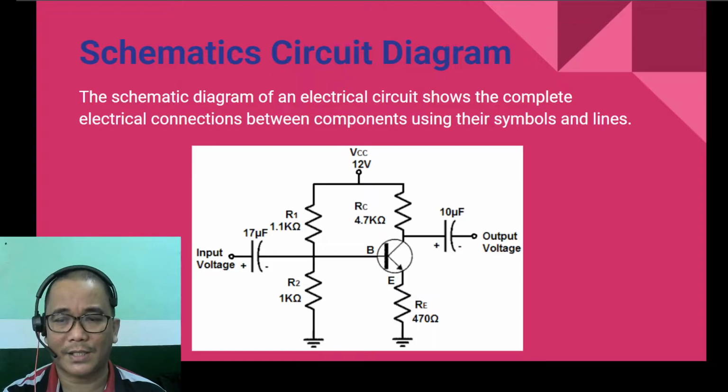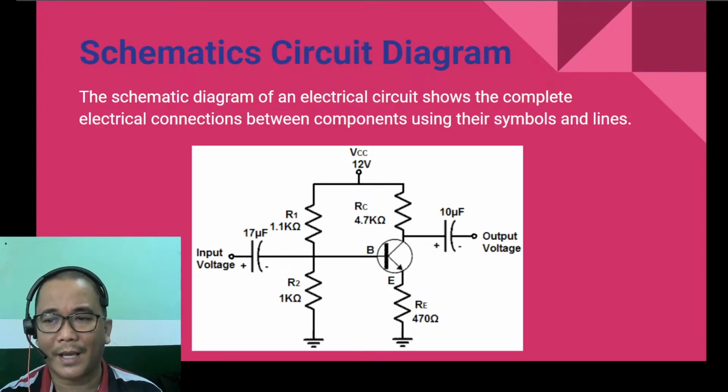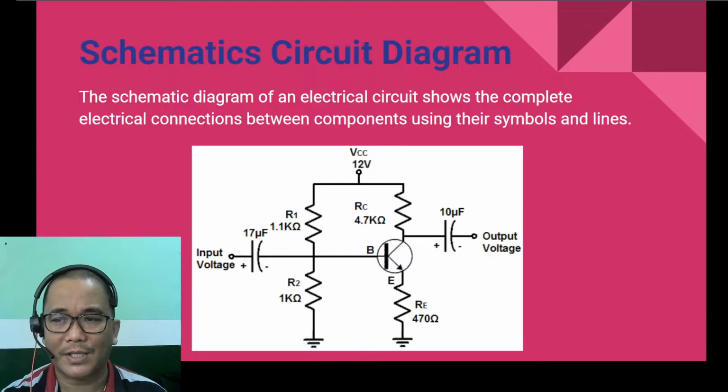Here in our example, it is a schematic diagram of a voltage amplifier. It uses various symbols to represent the electrical components and the lines to represent the electrical connection between their terminals. The practical circuit may vary in appearance, but the electrical connections and its functions will remain the same.